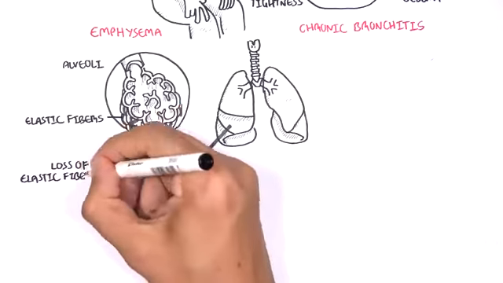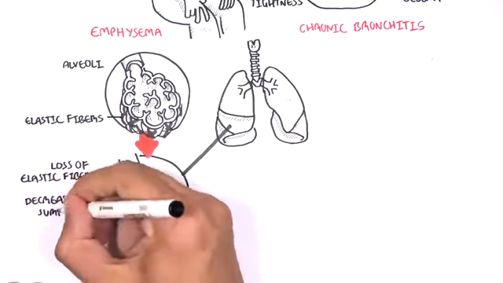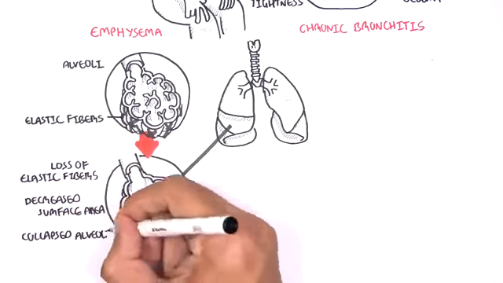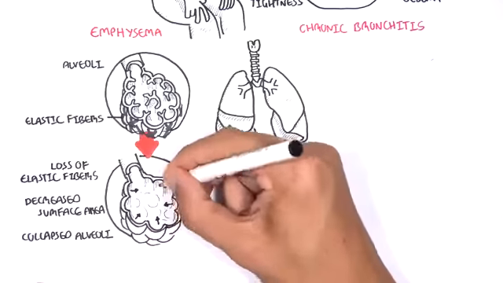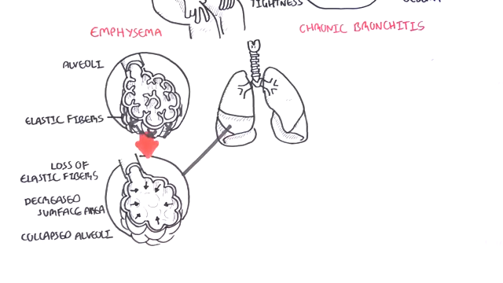You also have a decrease in surface area of the alveoli. This could potentially lead to collapsed alveoli. You can have something called air trapping occurring, which is where air is still trapped in the alveoli as we exhale because the recoil mechanism is not working.